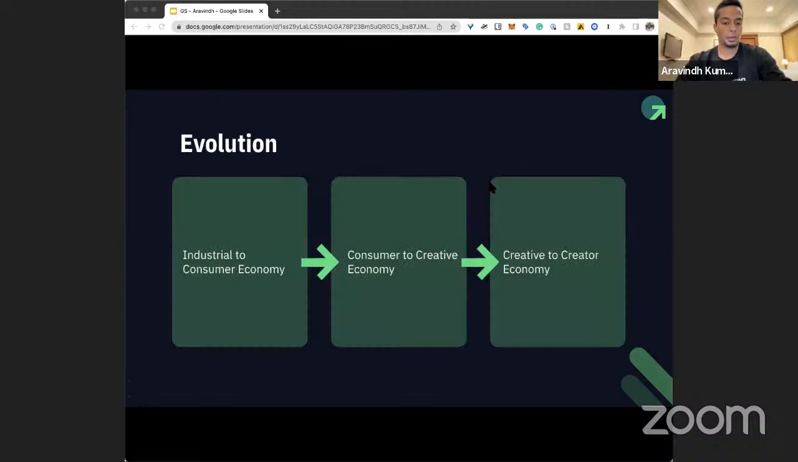So before we dive into the creator economy itself, I would like us to go through how it evolved. I've broken it down into these 3 phases. One is a transition from industrial to consumer economy. The second is a transition from consumer to a creative economy. And lastly, we have the transition from a creative to a creator economy. The difference here is subtle, but it is important to understand. I'll dive into what these are individually right now.